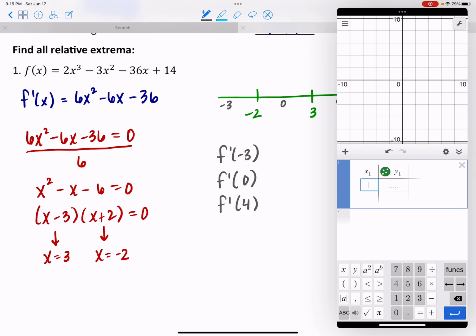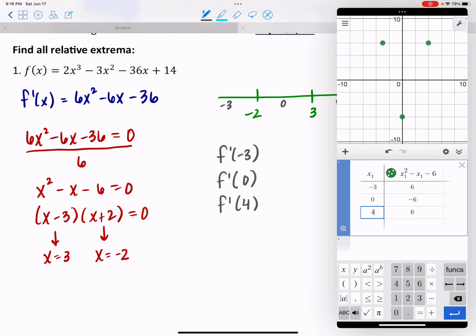Sometimes I like to use my table feature to do this as well, because I get a little lazy rewriting numbers. So I have x's here, and then I have x's being squared, minus x, and then minus 6. So if I just put my function here, then I can input -3, and then input 0, and then input 4, and it spits out the outputs for me. So I kind of like that feature.